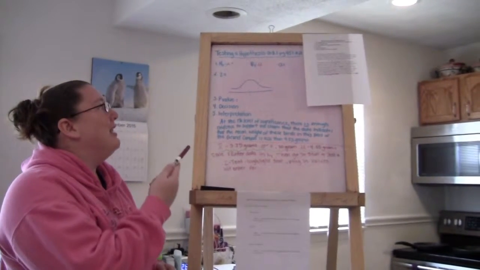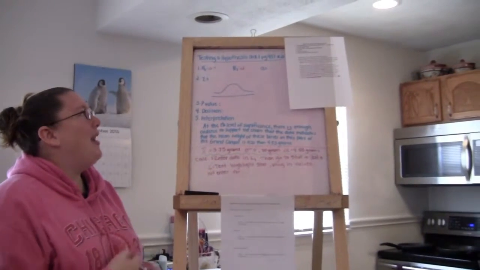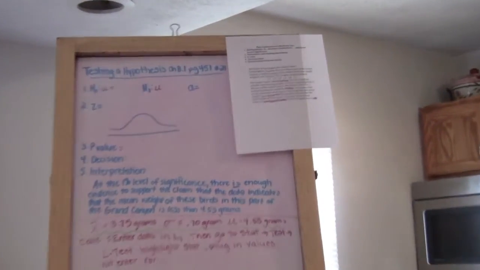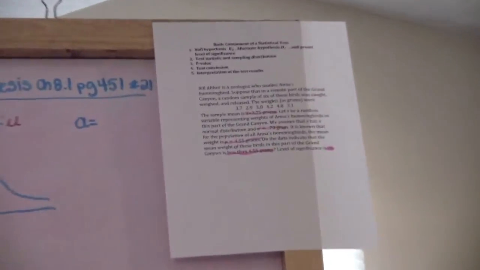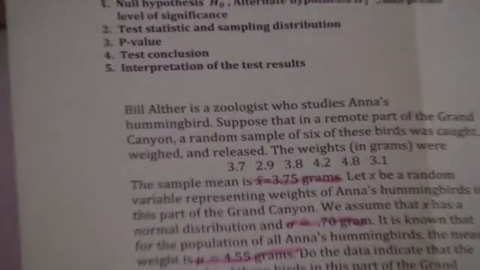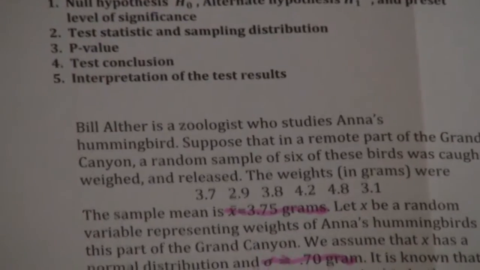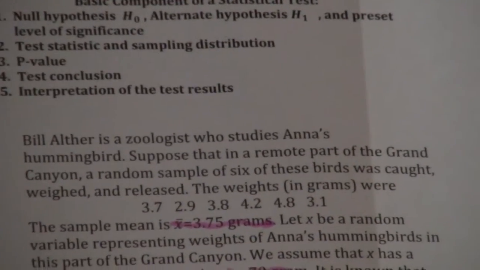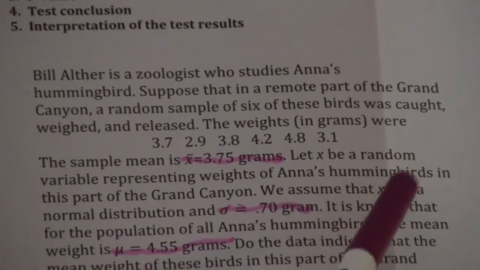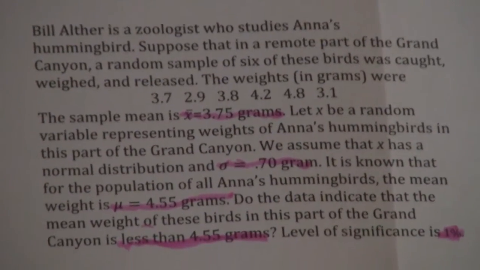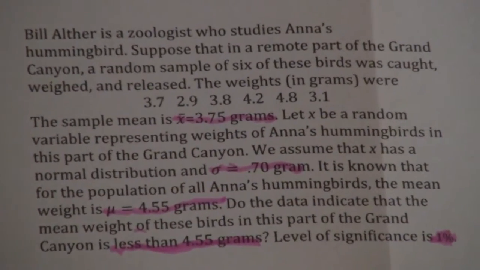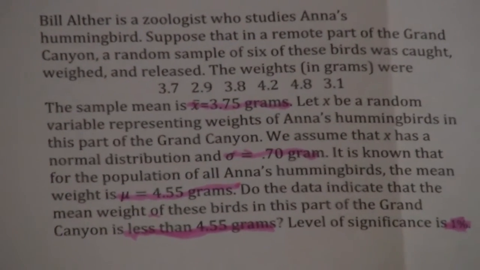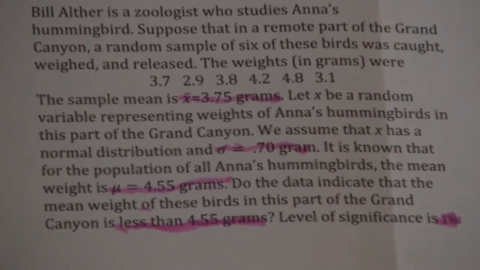We're going to talk about testing a hypothesis. So we got this problem from Chapter 8, page 451, number 21. Essentially, a zoologist is studying weights of hummingbirds in the Grand Canyon. We took a sample of 6, and he gives us all of those values. And then they just want to know, do the data indicate that the mean weight of the birds in this part of the Grand Canyon is less than 4.55 grams?